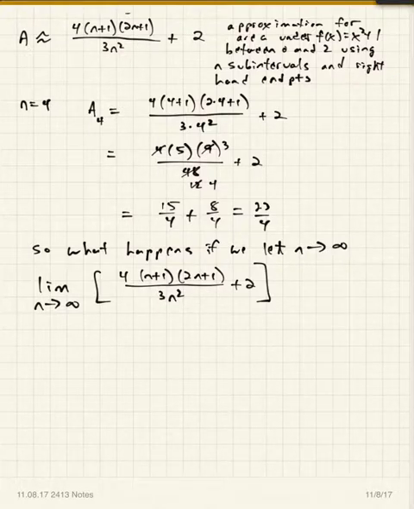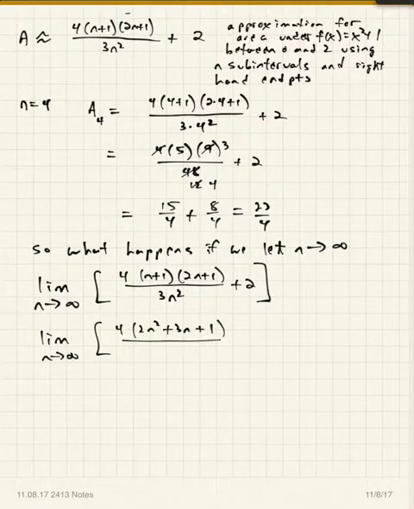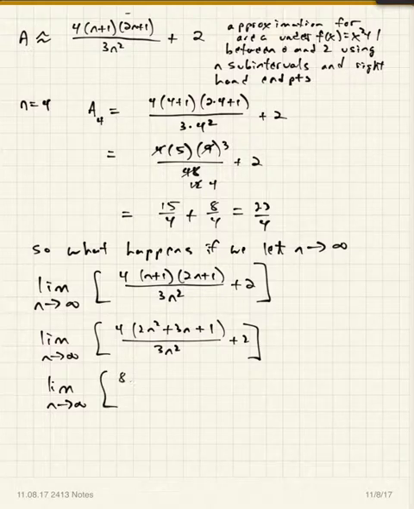This first expression, if the limit as n goes to infinity, and we could multiply this out if we wanted to. You have 4 times 2n squared plus 3n plus 1 all over 3n squared plus 2. And so you have the limit as n goes to infinity of 8n squared plus 12n plus 4 over 3n squared plus 2.